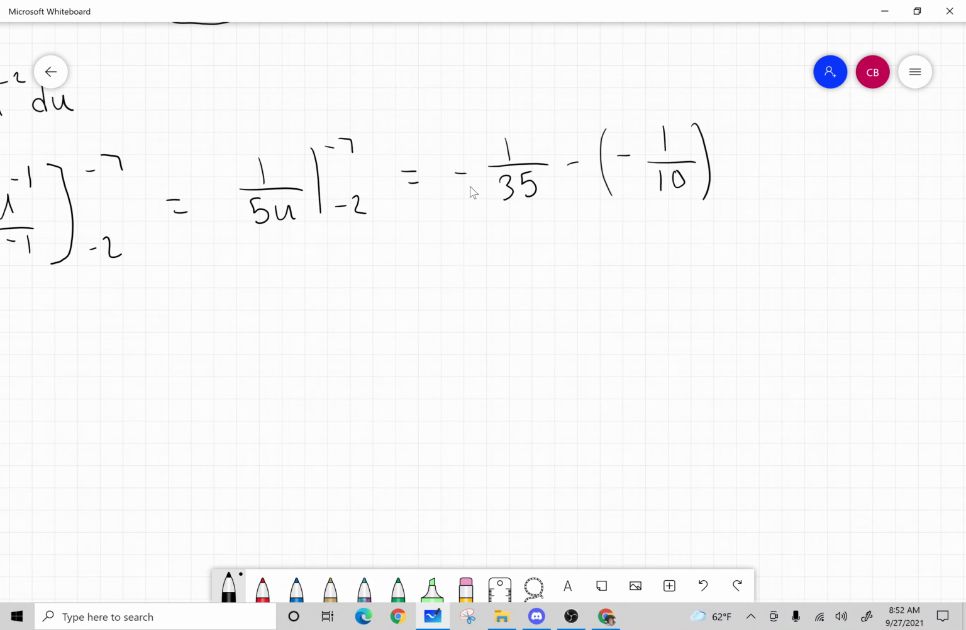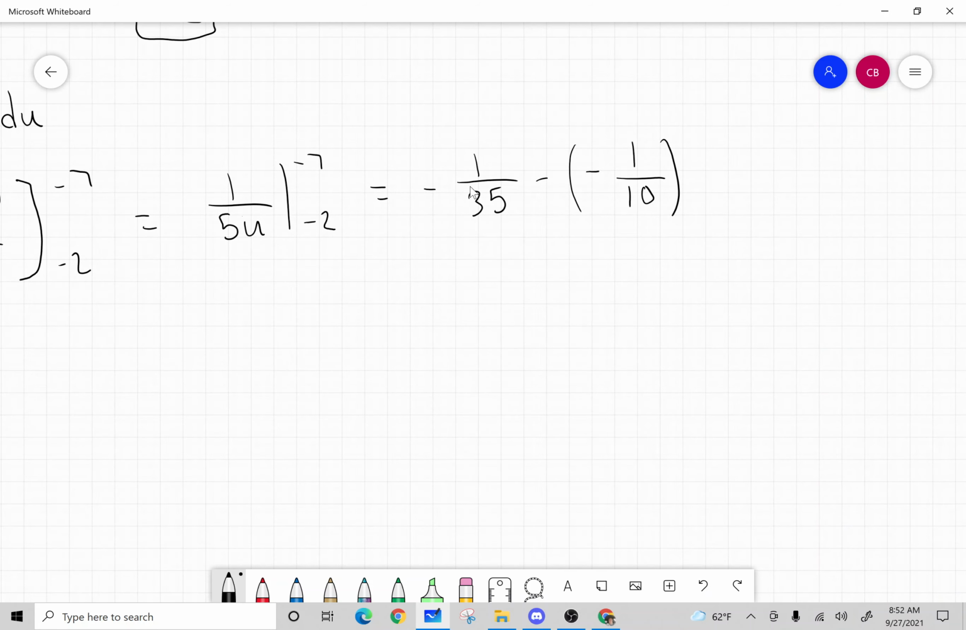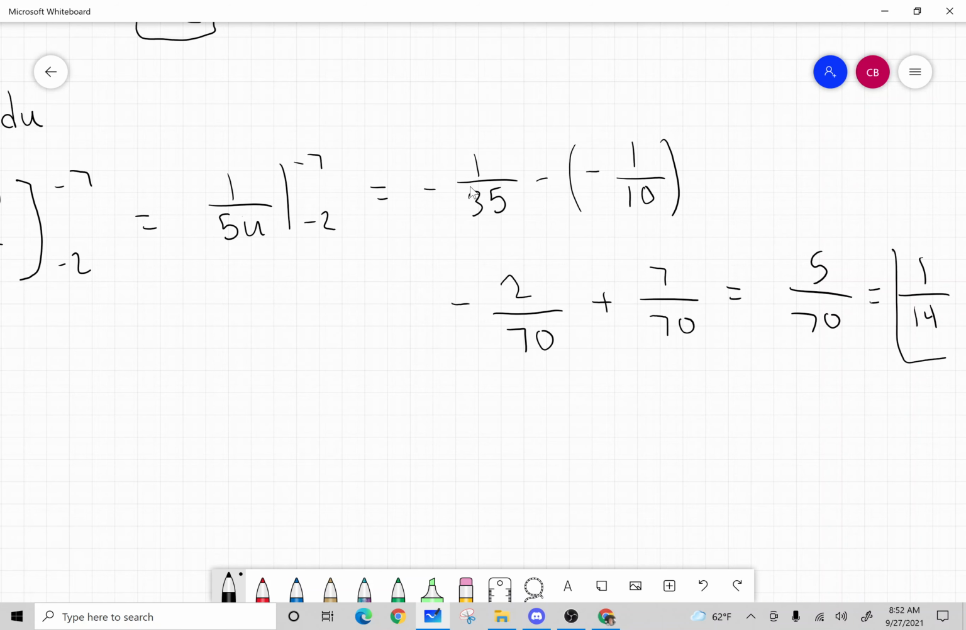Okay, and then from here, how can we do this? 70, so this is going to be negative 2 over 70 plus 7 over 70, which is 5 over 70, which I believe is 1 over 14. And that is our solution.